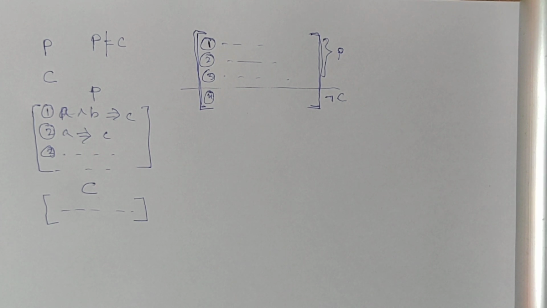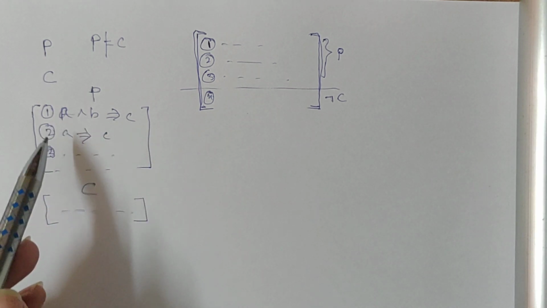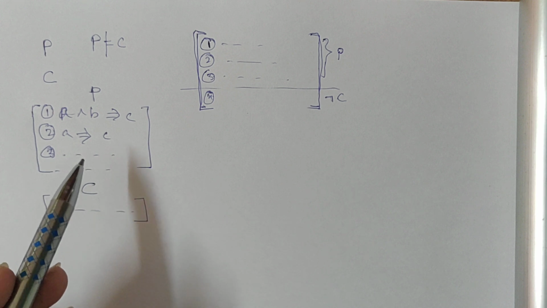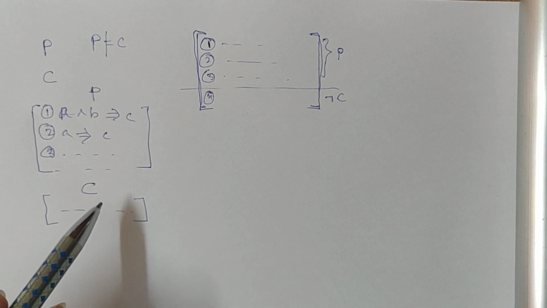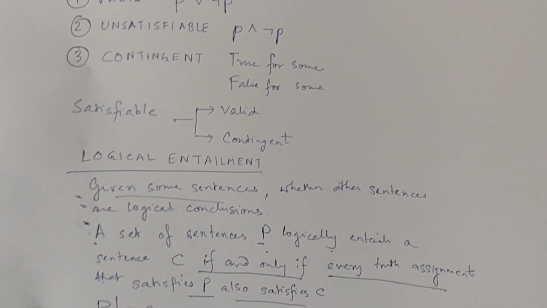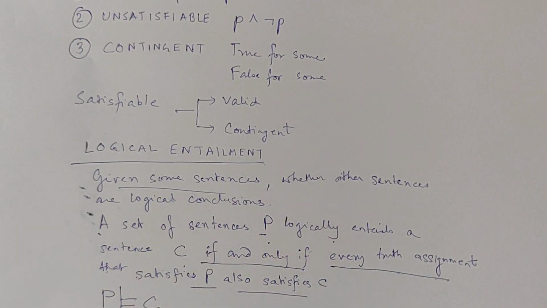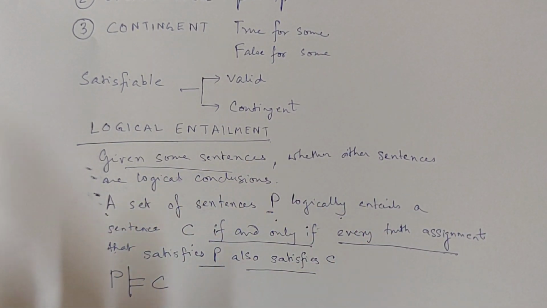No, because by the concept of logical entailment, all those truth value assignments that satisfy P must also satisfy C. And if you have observed, there is an if and only if condition. If and only if condition means it applies from the other end also, that all those truth assignments that satisfy C will satisfy P also.